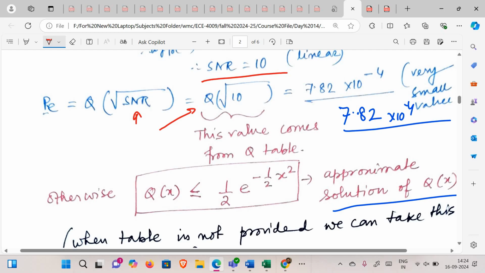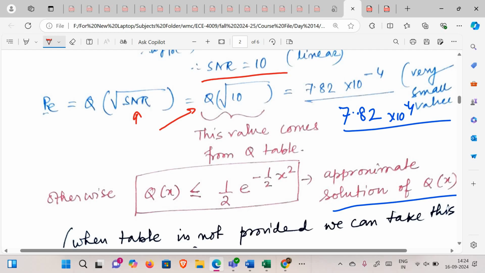But in reality, that is not the case. We'll see that after some time. So now this is about the BER. Let us conclude on this aspect itself. Now this is a Q function calculation, right? If you see Q of square root 10, this comes from the Q table.